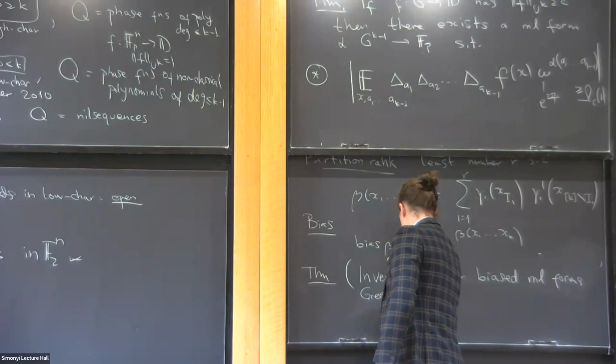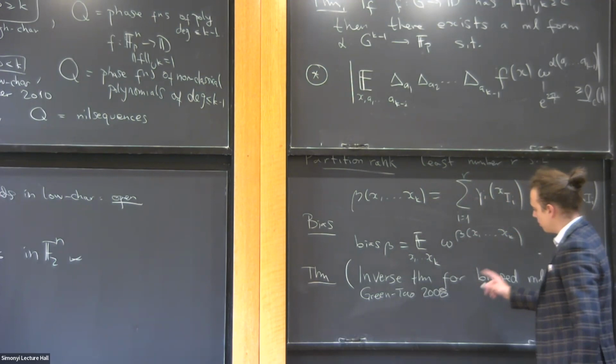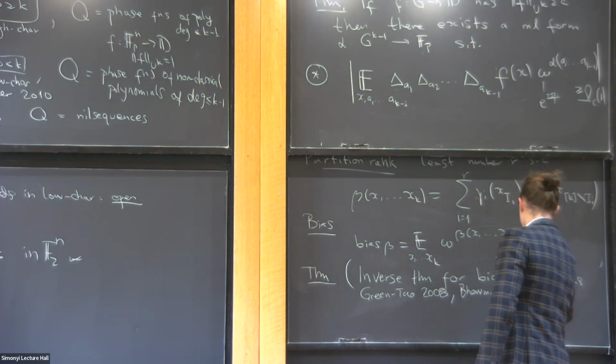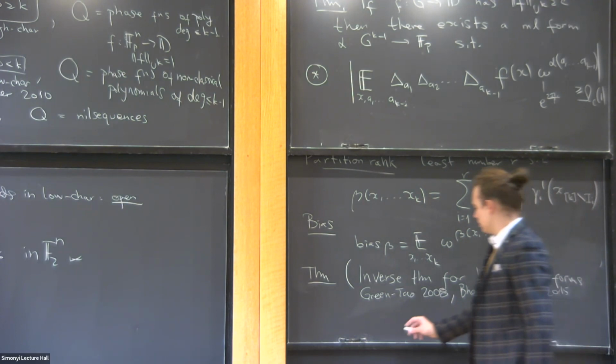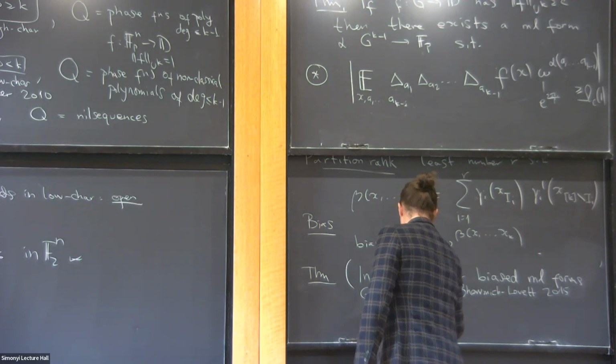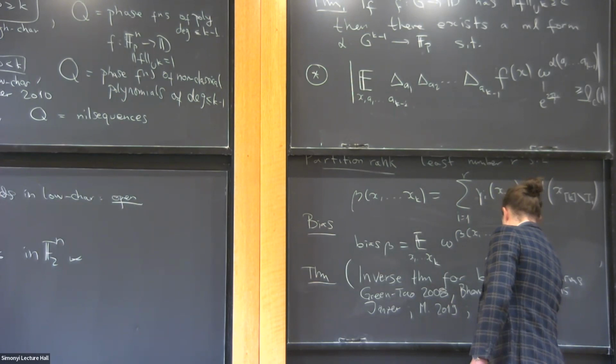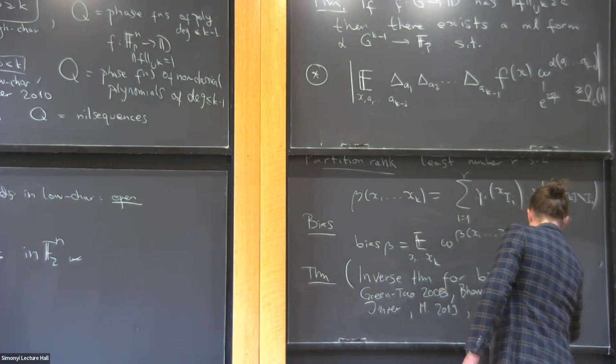So Green and Tao in 2008 first proved this kind of theorem for polynomials. Then Bhowmick and Lovett extended their theorem to be independent of the field in 2015. But the issue was these proofs were non-effective. And then Janzer and myself independently in 2019 got polynomial bounds, and this was improved two days ago by Moshkovitz and Zhu, 2022.